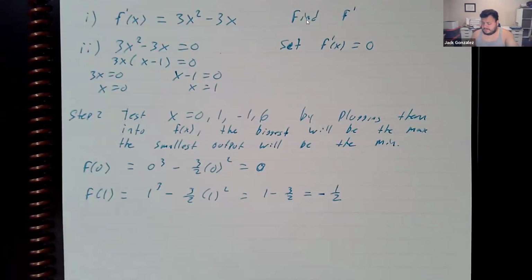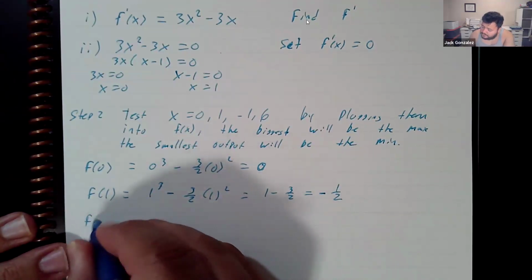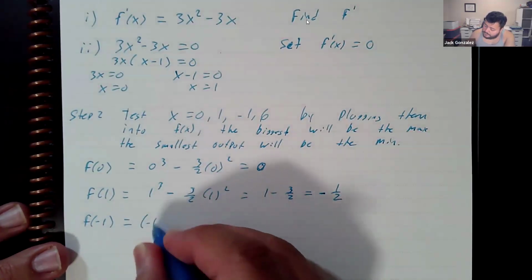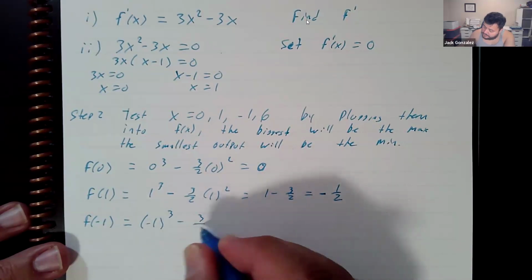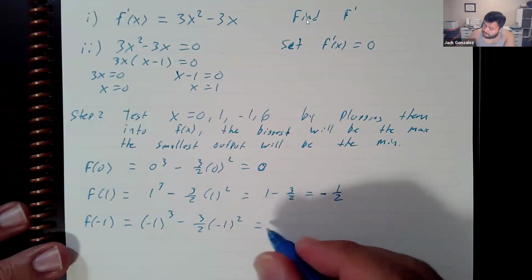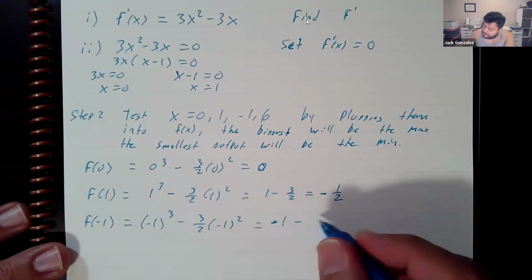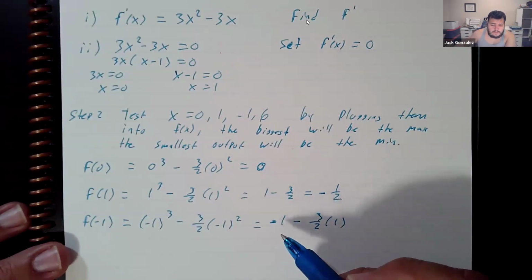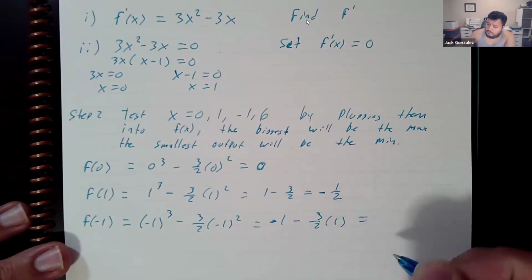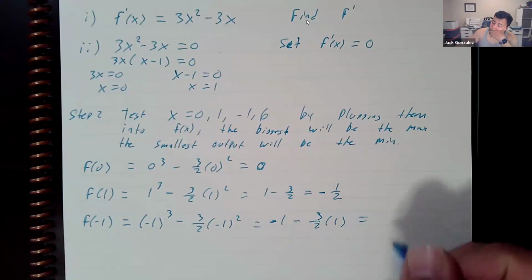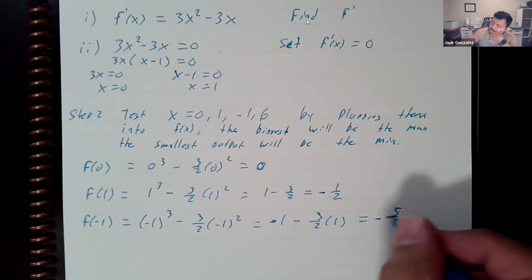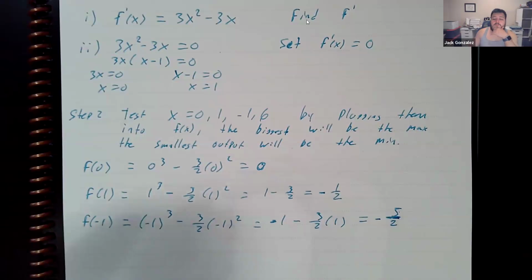Okay. Next number. F of -1 will be -1 cubed minus 3/2 times -1 squared. This will be -1 minus 3/2 times +1. -1 minus 3/2. What is that going to be? Is that 5/2? Right?